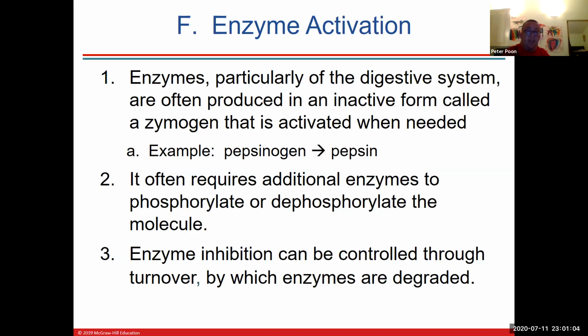So you have one cell in your stomach, called the chief cell, that makes pepsinogen. Another cell, called the parietal cell, makes HCl. HCl, when you add it to pepsinogen, will make pepsin. That way you don't turn it on until it's necessary.